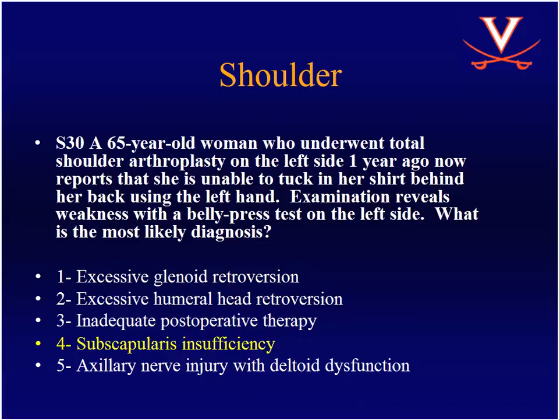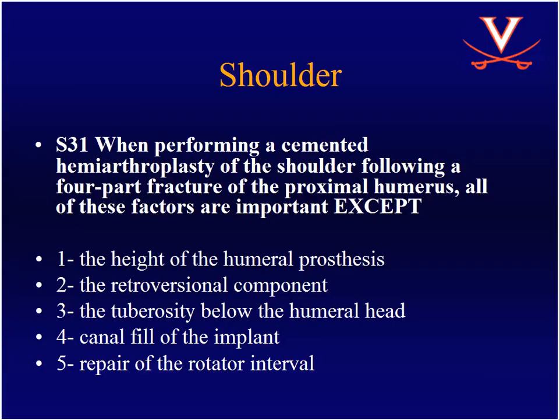Let's go with an even one here because it's a total shoulder question. 65-year-old woman underwent total shoulder about a year ago. She can't tuck her shirt in. That sounds like a liftoff sign to me. Examination reveals a belly press test. What's that? That's the subscap test. And therefore, we have a subscap problem.